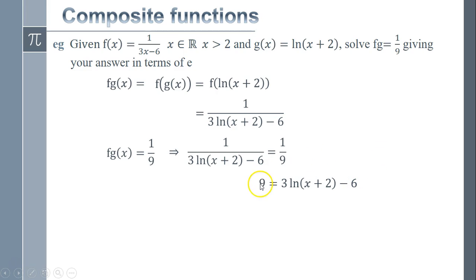So let's bring the 6 over, make 15, divide by 3. So we end up with 5 equals ln x plus 2. Now let's just reverse the logs. So that's going to be e, which is our base of our ln, to the power of 5 equals x plus 2. So therefore x equals e to the power of 5 minus 2. And there we go.